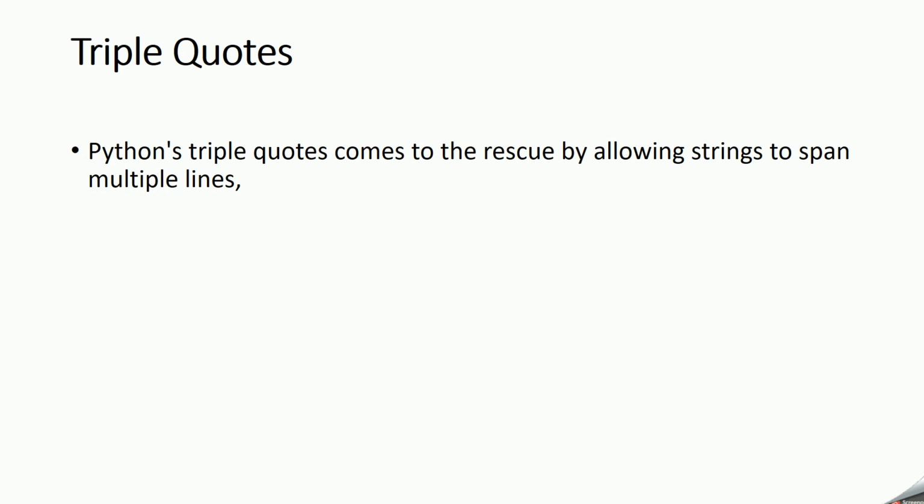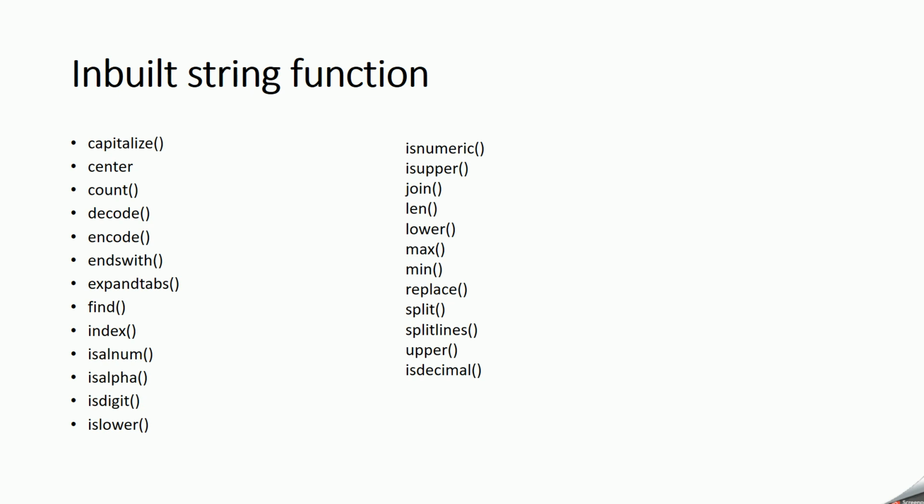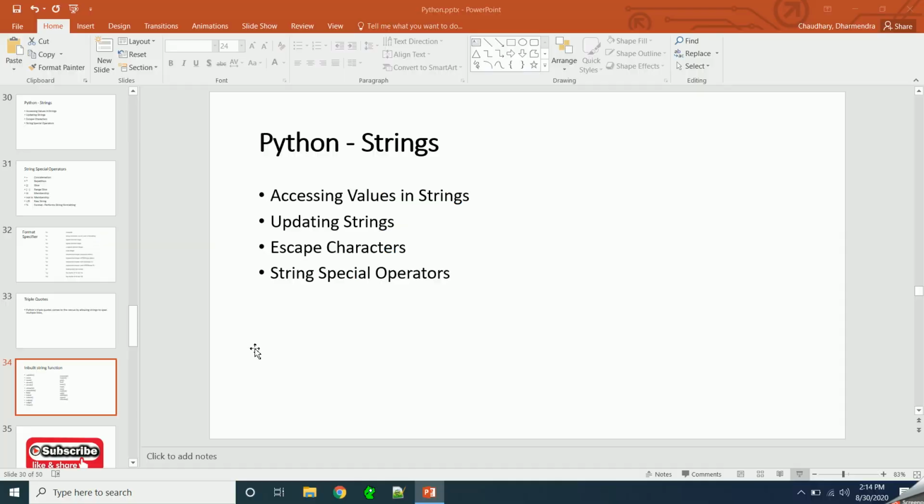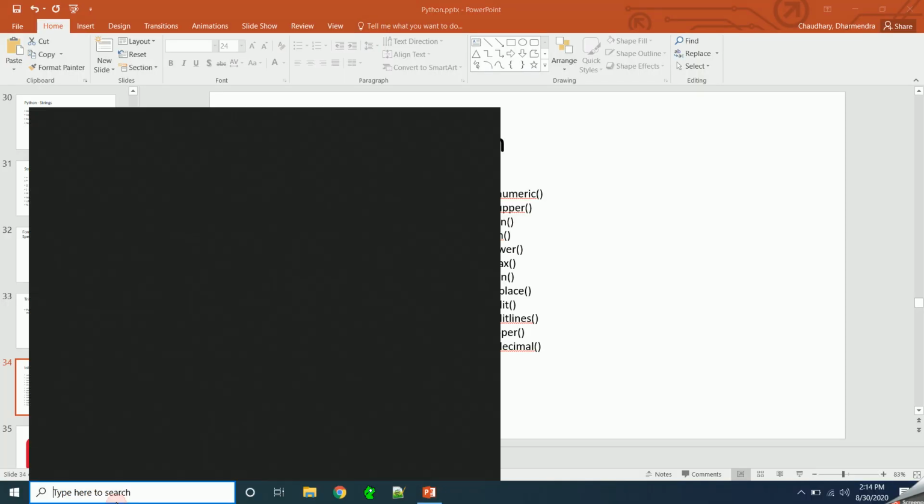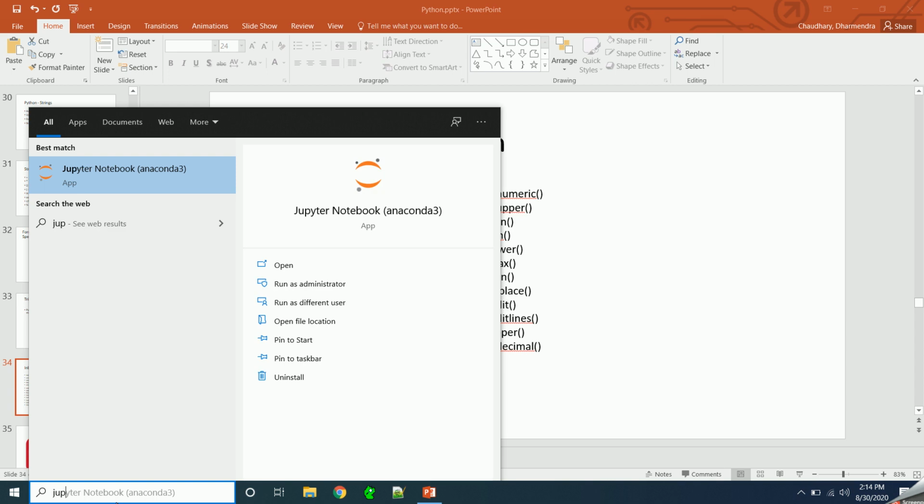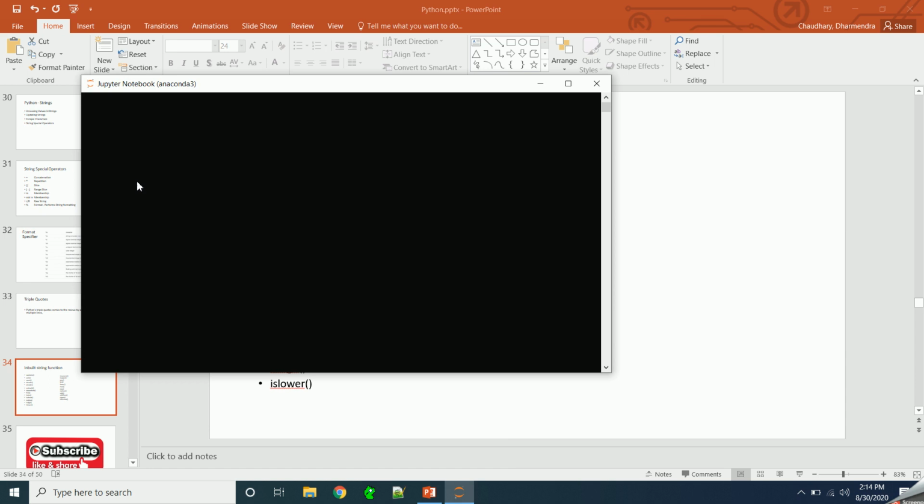And we'll also learn about various built-in string functions. We'll see some of them, and we'll write the script, basically code, for each of these. Only a few of them we'll be writing the script for. So now let's launch a Jupyter notebook to write the script, which we have installed with the help of the Anaconda distribution.